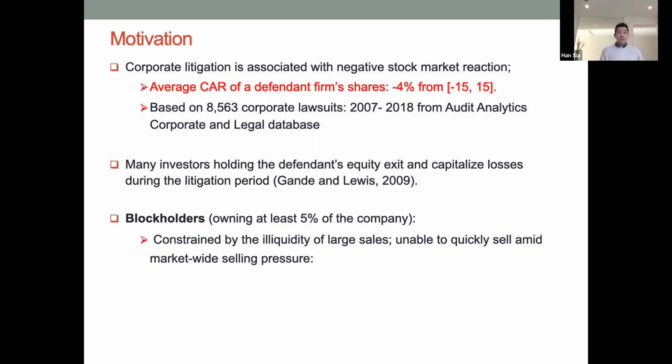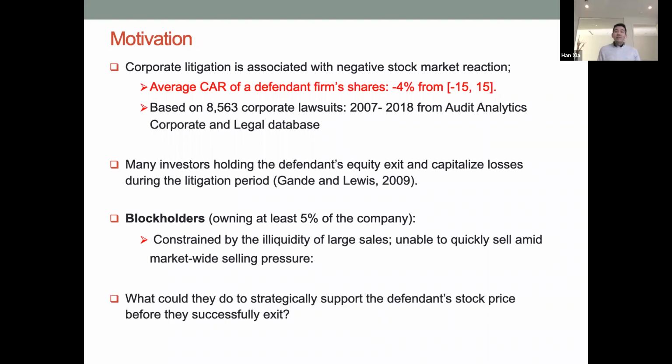But the story might be a little bit different for block holders, who usually have a large proportion of the firm. In this case, they will be constrained by the illiquidity of large sales, so they cannot simply quickly unload their large blocks when everyone else is also selling. So now the question is, in this case, what do they do? Is there anything these block holders can do to strategically support the defendant firm's stock price so that they can have more time before they successfully exit?